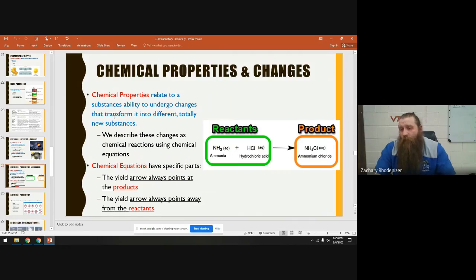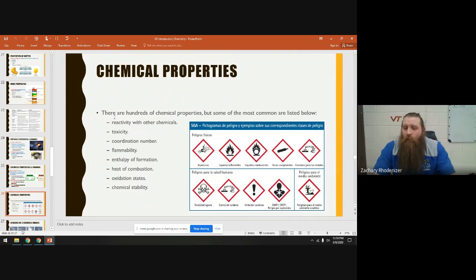So if we flipped that arrow, but we didn't flip where the ammonia was or where the ammonium chloride is, then we would have reactants on the right, products on the left. That's fine, but just remember the arrow points at the products, okay? And typically we write reactions left to right.